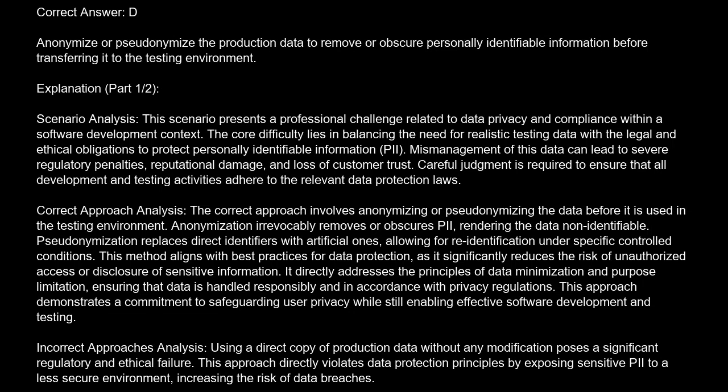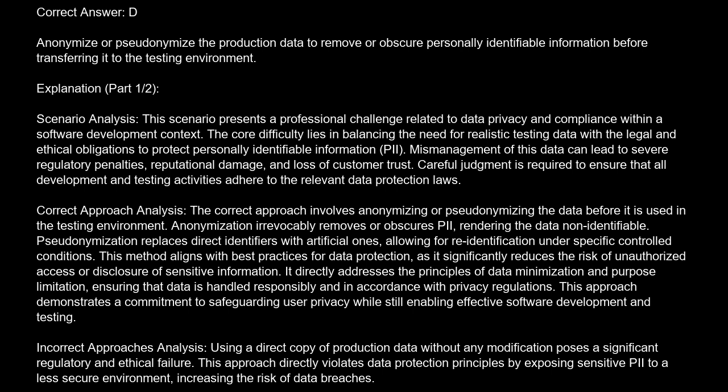Correct answer is D. Anonymize or pseudonymize the production data to remove or obscure personally identifiable information before transferring it to the testing environment. Explanation. Scenario analysis. This scenario presents a professional challenge related to data privacy and compliance within a software development context. The core difficulty lies in balancing the need for realistic testing data with the legal and ethical obligations to protect personally identifiable information, PII. Mismanagement of this data can lead to severe regulatory penalties, reputational damage, and loss of customer trust.